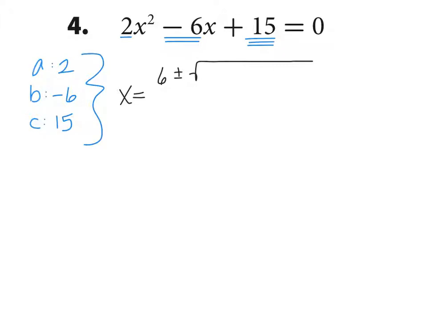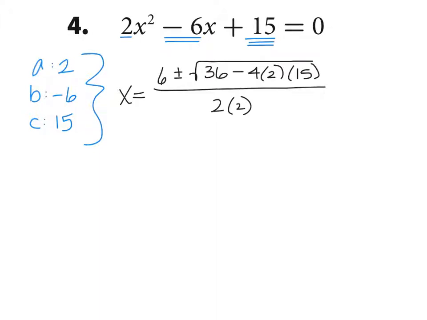Now I'm going to do b squared in my head, because if I don't, my calculator is likely to do some things incorrectly. So b squared, negative 6 squared, is positive 36, right? Negative 6 times negative 6 is positive 36. b squared minus 4ac. Notice I'm just writing those out as multiplication, all over 2a. So I'm just plugging in those values.